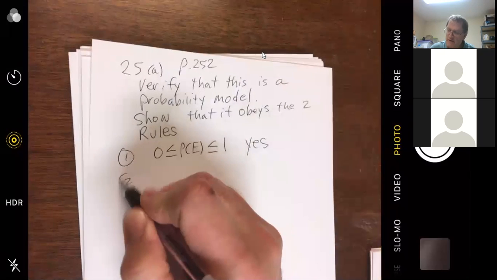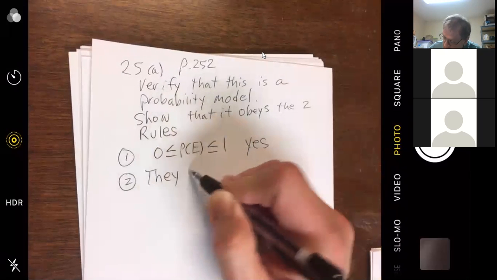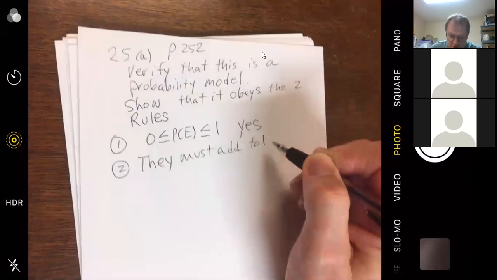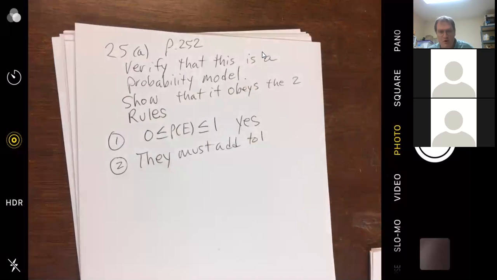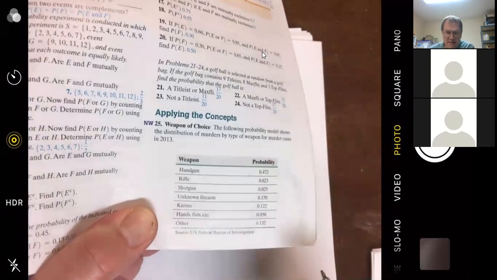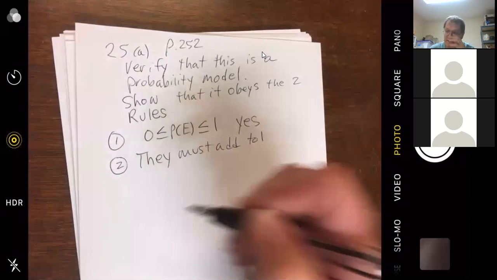All right, number 2, they must add to 1. If they don't add to 1, there's another murder category or weapon. There's some other weapon that they've used that they haven't accounted for if they do not add to 1. So it takes a little bit of punching time. Do y'all want to punch it yourselves, or do you want to take your Zoom time to watch me punch this and see if they add to 1? I think you should punch it. Okay, let's see if they do. I'll write the numbers down.